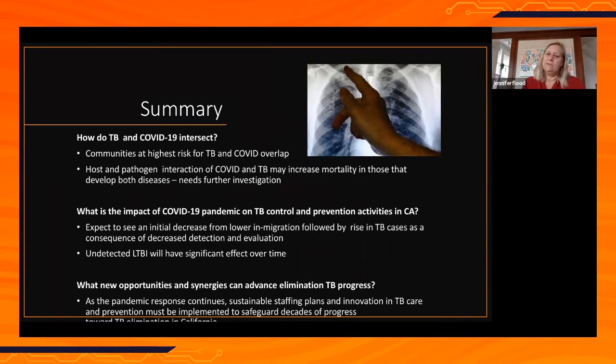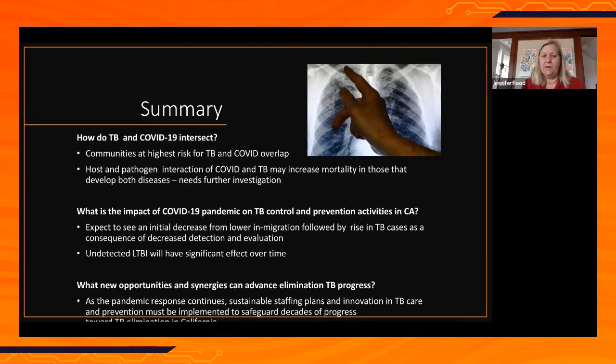So to summarize the messages in my discussion of the intersection of TB and COVID, communities at highest risk for TB and COVID certainly overlap. The host and pathogen interaction of COVID and TB may increase mortality for those that develop both diseases or who are at risk for both. And that needs further investigation. We want to understand that interaction better.